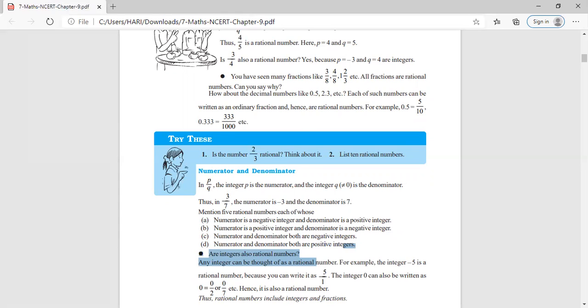Same way, all integers are also rational numbers. That means rational numbers include integers and fractions. Fraction means simple fractions and also decimal fractions. Okay, children. Now we will see the next topic.